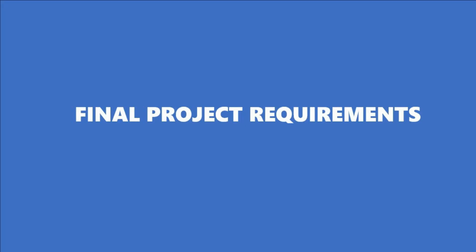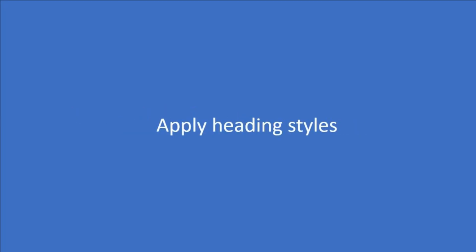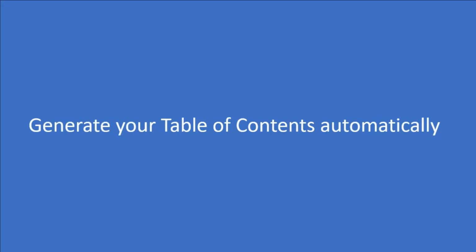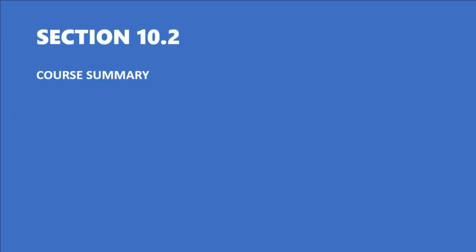Before we begin, here's how I'd approach professional document creation. Step 1. Plan the document structure. Step 2. Apply heading styles. Step 3. Insert your content. Step 4. Add images and tables. Step 5. Generate your tables of content automatically. Step 6. Review formatting carefully. And finally, export the document as a PDF before sharing or printing.